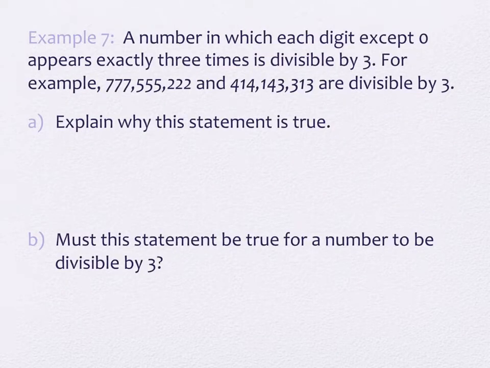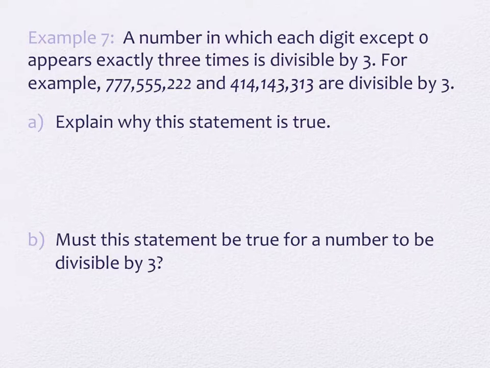All right, last example here. This is a funny one. Okay, if we have a number in which each digit, except potentially 0, occurs exactly 3 times, it will be divisible by 3. For example, 777,555,222, 414,143,313 are both divisible by 3.